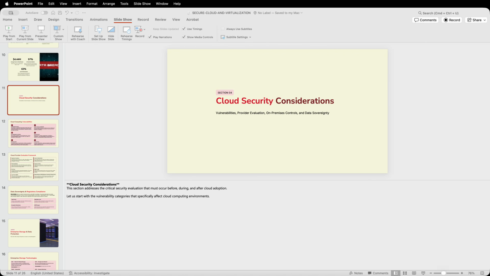Now, employee training. People remain the weakest link, of course. How does the provider train their employees on security practices, incident handling, and data protection? Now, the second thing here, we have the SLA terms. Now, this is important.